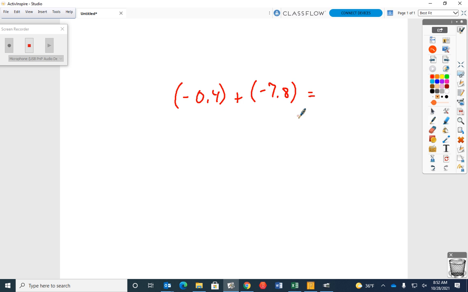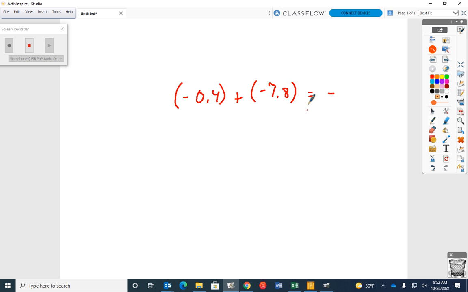You just kind of have to think about this before you add them. It can get really confusing. But again, if you think of them like money, it's either owe or have. Make sense? So first of all, if I owe money and then I borrow more money, am I going to owe more money? So it's going to stay negative.